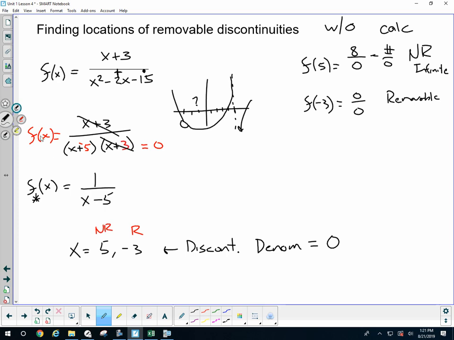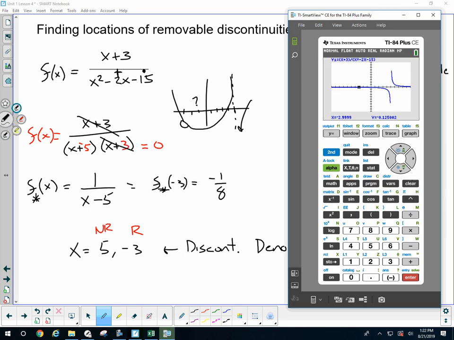Now in f of x, I can't plug in -3. I get 0 over 0, undefined. Okay, so f of x can't plug in -3. -3 is a discontinuity. But in f star of x, I can plug in -3. And if I plug in -3, I get -1/8. The same value that I saw, -1/8, using my calculator.